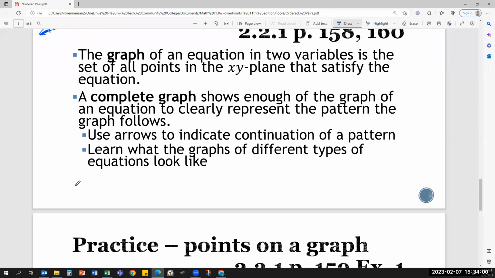Typically, we want all turning points in a complete graph, but you might have a graph that just goes up and down, and it's going to keep having turning points over and over again, but you just need enough of it to see the pattern. And again, if you know the type of equation, then you would also know whether it's going to keep doing that or not.